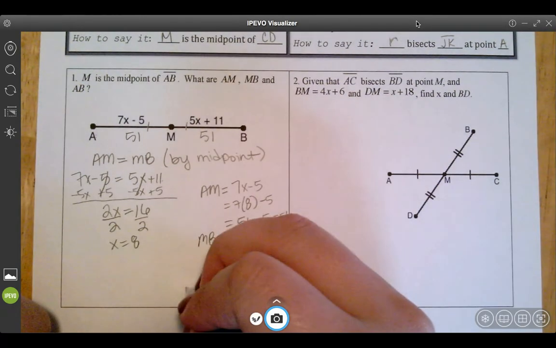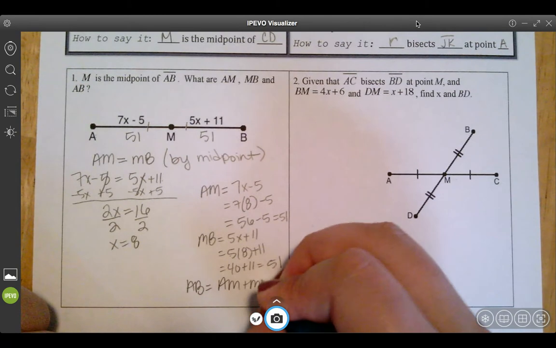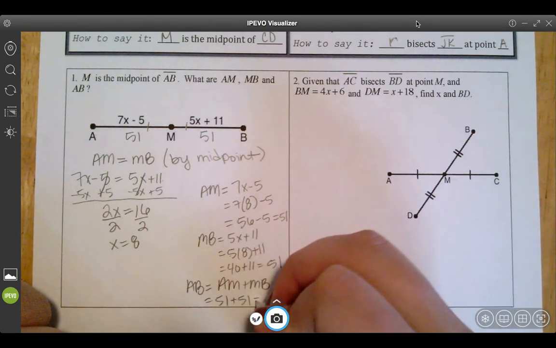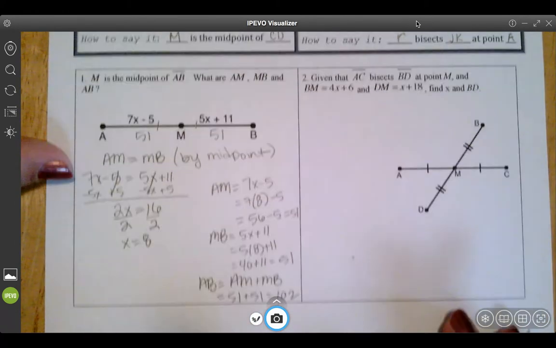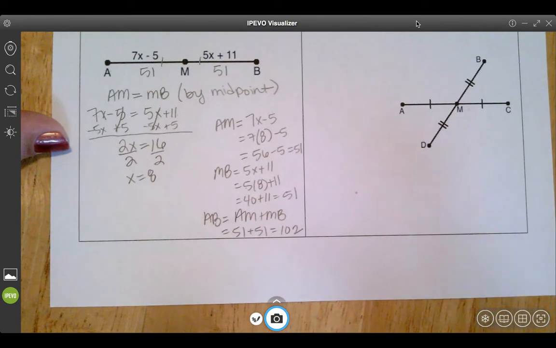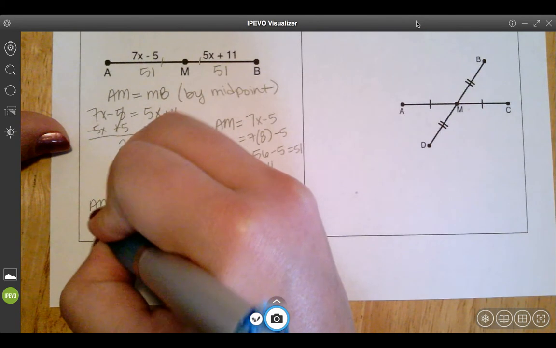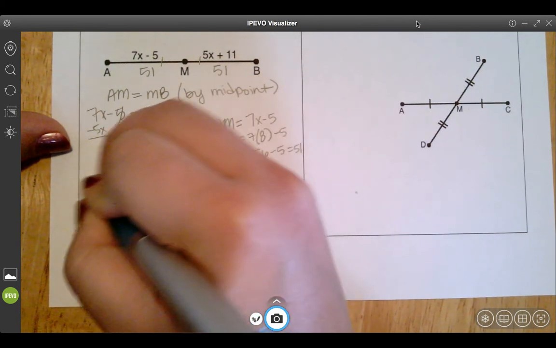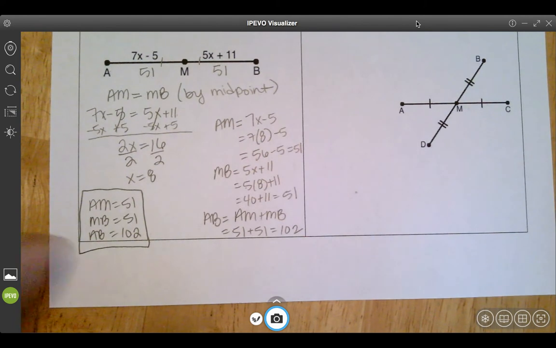And then lastly, we also need AB. AB is AM plus MB by the segment addition postulate. So that's 51 plus 51, which is 102. So I've left this little corner, and you don't have to do this, but I like to do this for the notes so that it's easy for you to see. AM equals 51, MB equals 51, and AB equals 102. As long as your answer is clearly denoted, boxed or circled or highlighted, you don't have to write them again.